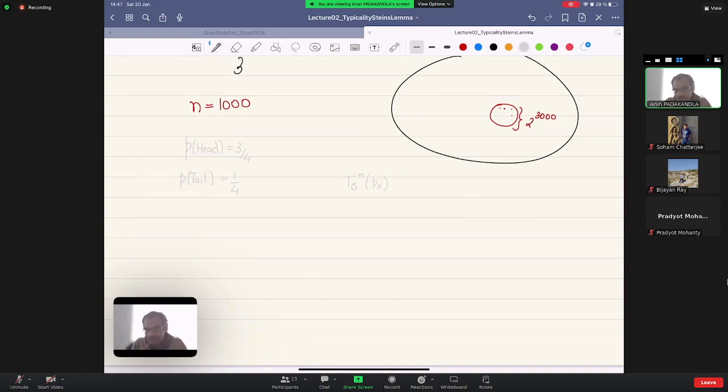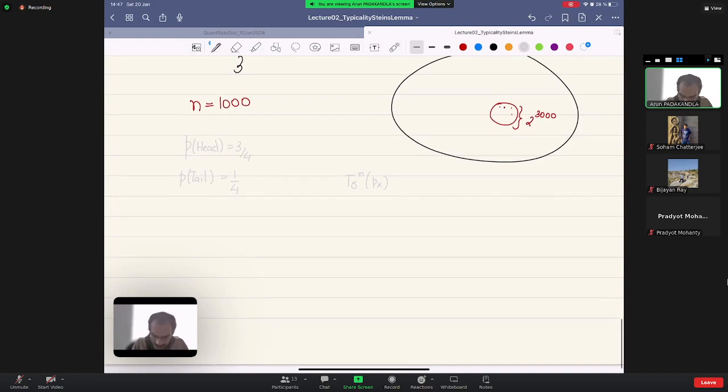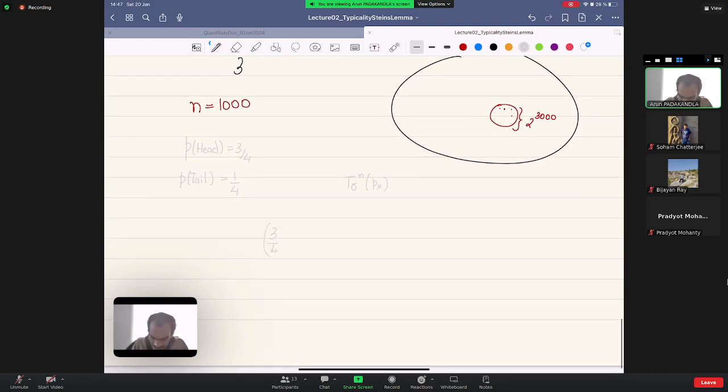But you'll be surprised that these are not the highest likelihood sequences. The highest likelihood sequences are the sequences where you will have all heads, right? This is the probability of a sequence with all heads. Probability of a sequence with L heads and n minus L tails is this, and this is the probability. So this is maximized when L is full n, right? So you're not taking the highest likelihood sequences.